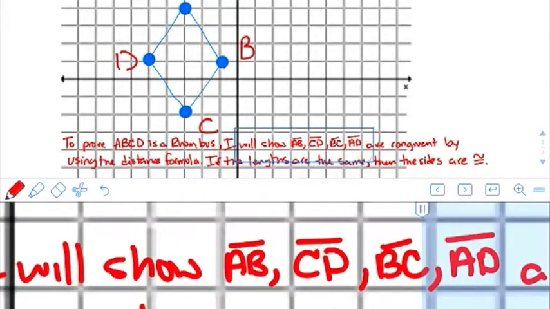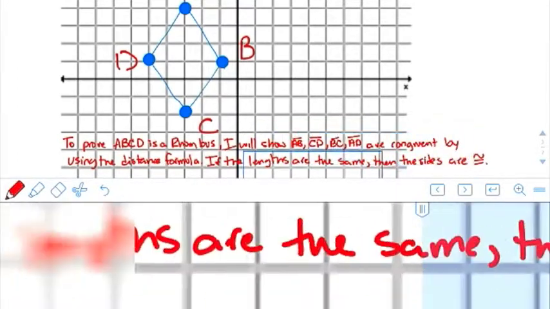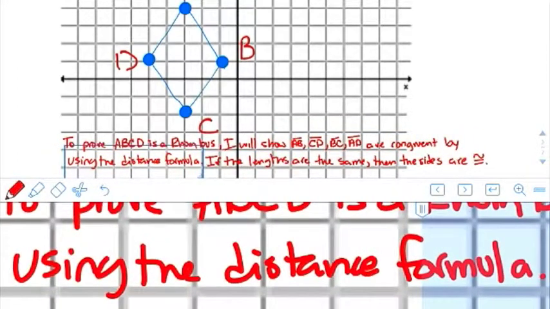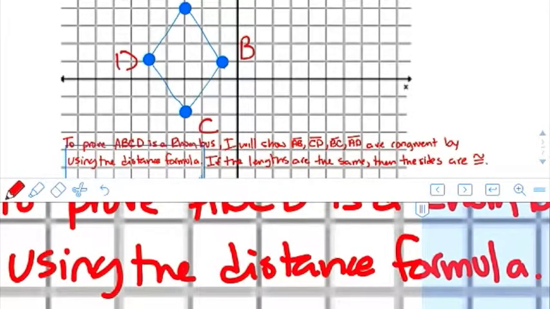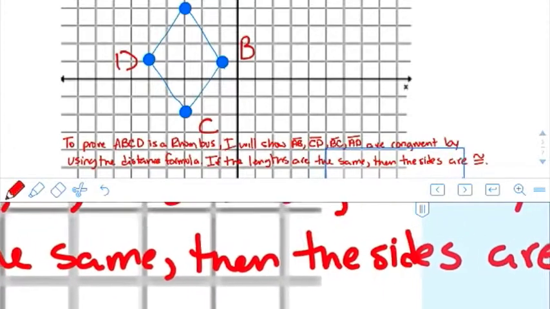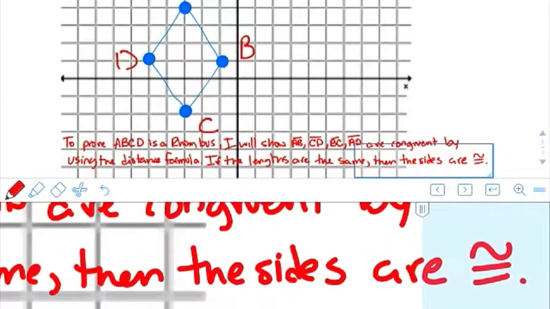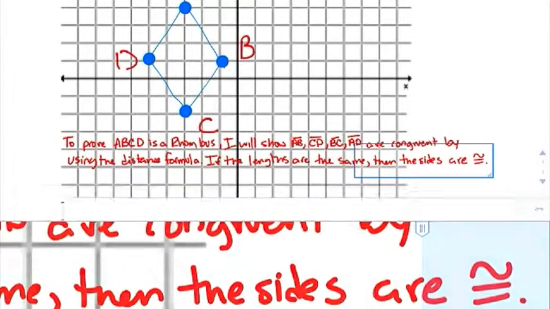Notice that all you did is basically name the definition, that all the sides had to be congruent. I added how I'm going to do it using the distance formula, so that's what the reader expects to see. And I also identified how I know I'm going to be right. If I use the distance formula and show all the sides are the same length, then they have to be congruent by the definition of congruency, and that's all there is to it.